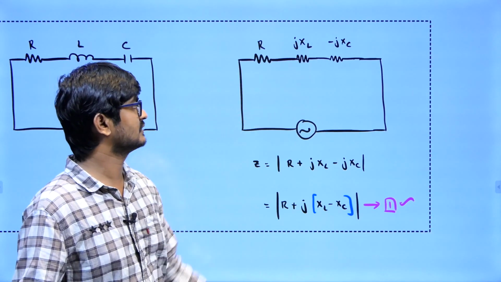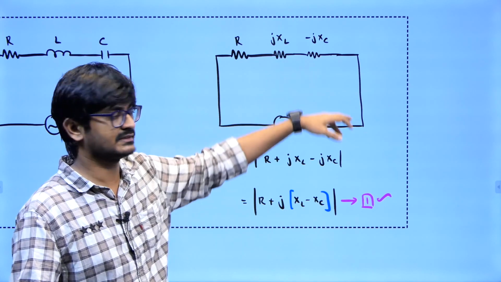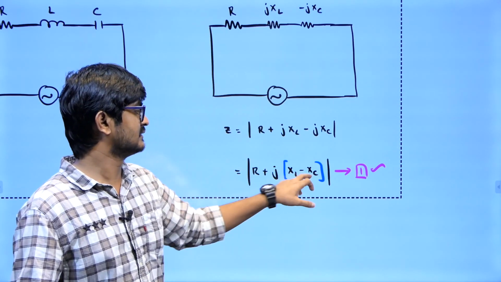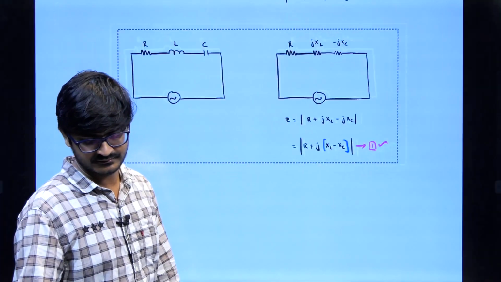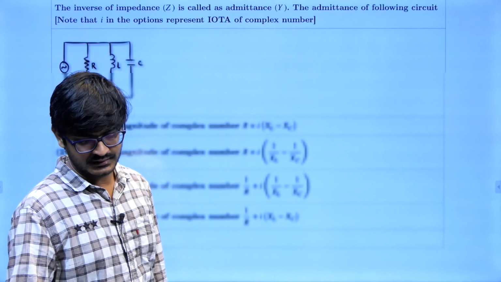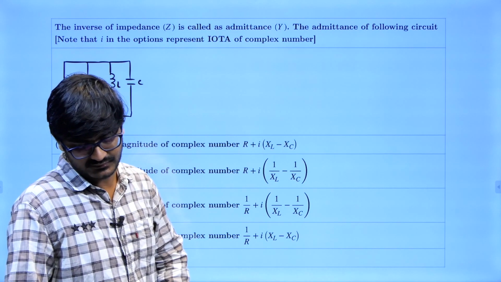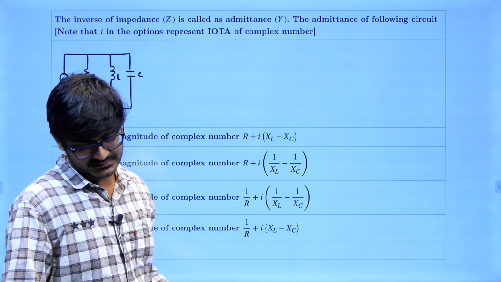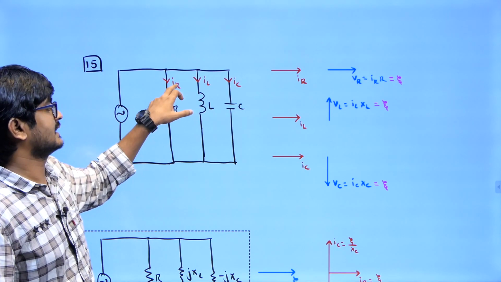Now we are in series, so the equivalent resistance is R1 plus R2 plus R3. So this is the equivalent resistance. So if you want to find impedance, that is the magnitude. Now similarly, the inverse of impedance is called admittance, so you need to find what is the admittance. Again here it is a complex number.